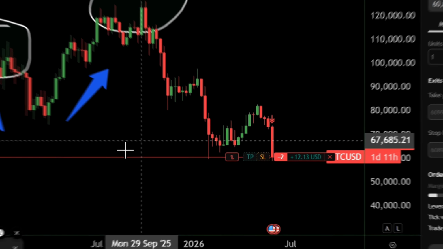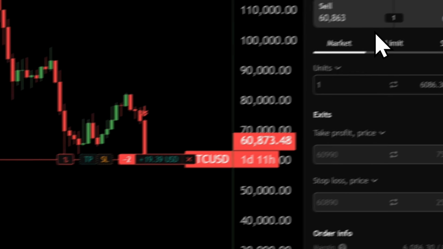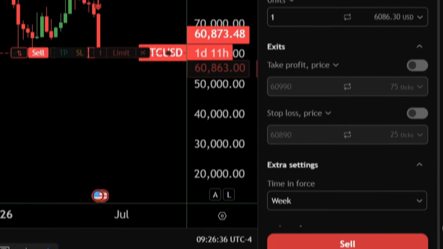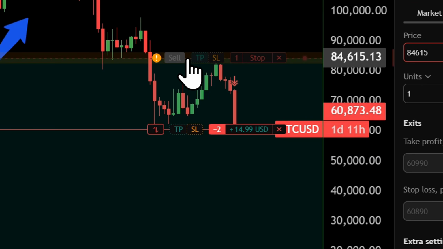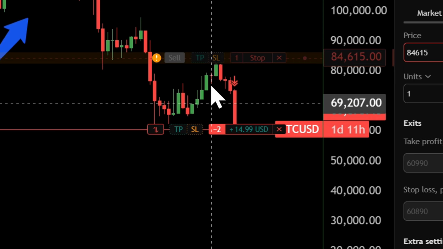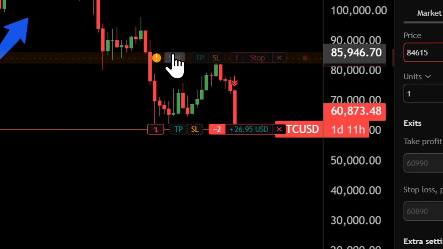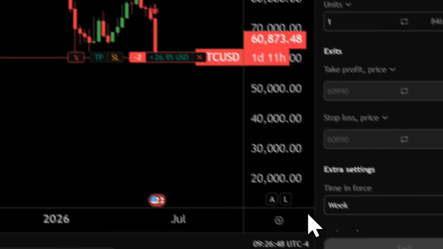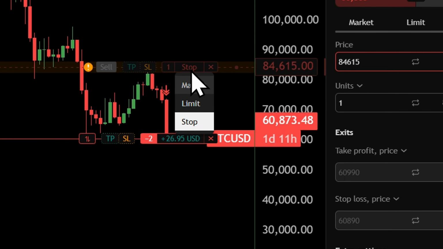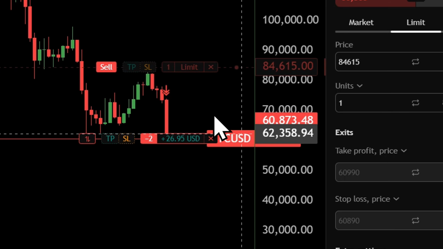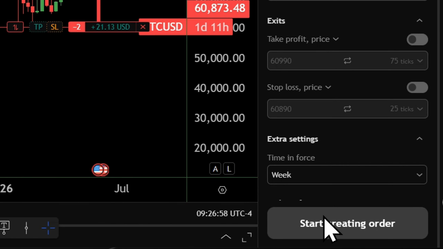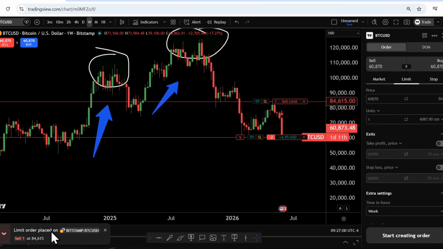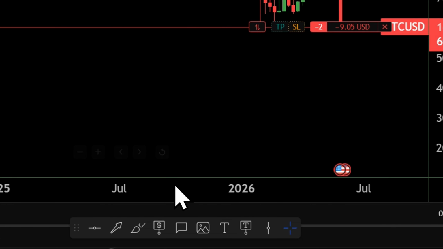Common beginner mistakes. Now let's cover some mistakes that frequently appear in trading competitions. Mistake number 1. Trading too often. Many participants feel pressure to constantly be in the market. That's usually a bad idea. More trades do not automatically mean better results. Mistake number 2. Ignoring risk management. Even with virtual money, poor habits become real habits. Use stop losses. Plan exits. Think before entering.